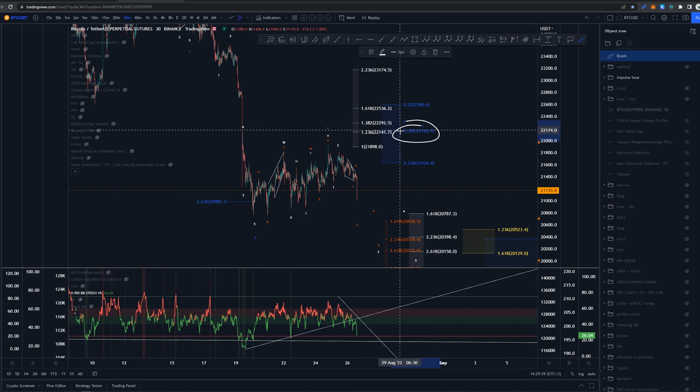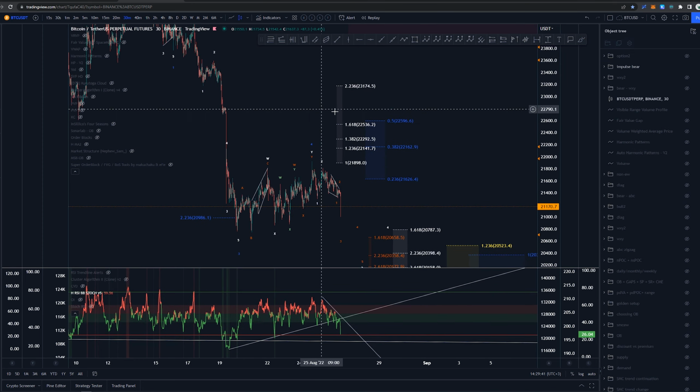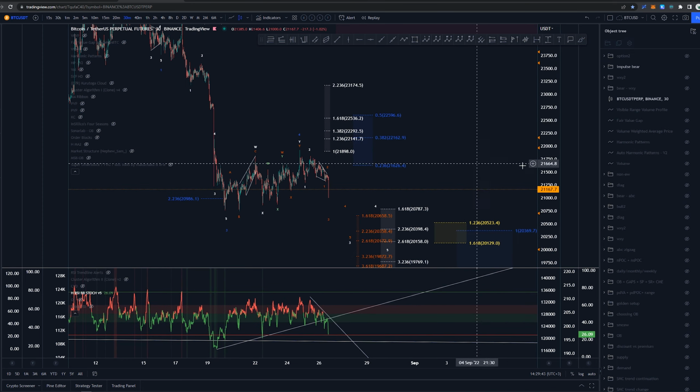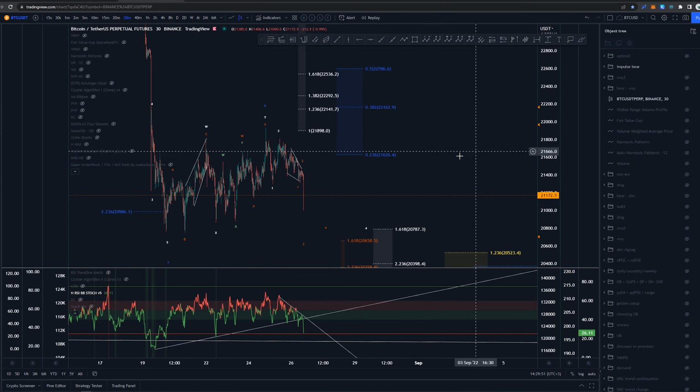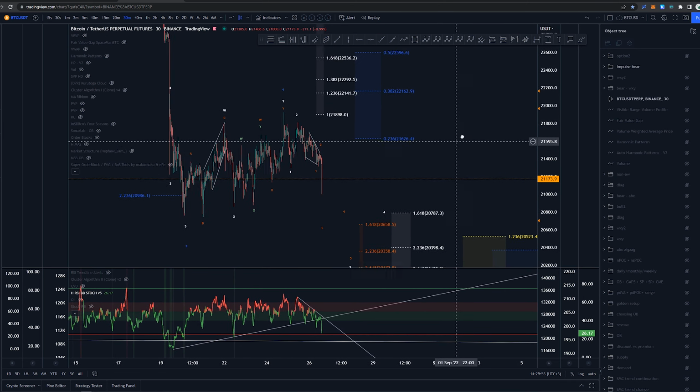Did not hit the 38.2 retracement of that third move, but it's still okay. That is the general area where we definitely expect wave 4 to go to. Doesn't really have any other confluence there, so I wasn't taking any new short setups at all.